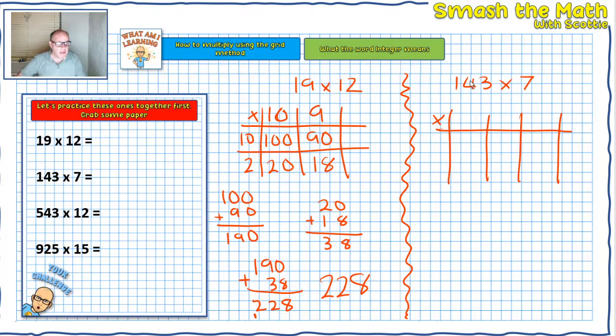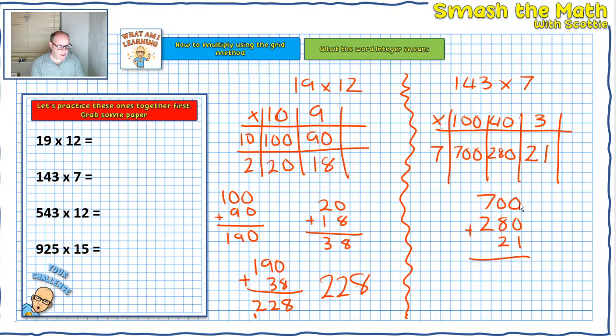ignore it. So we've got 100 and 4 tens and 3 units, or 143, and then over here we've just got 7. Okay, so let's multiply this up. 7 times 100 is 700. 7 times 4 is 28, and then I've got a 0 to add on the end, and 7 times 3 is 21. And I just need to add these up.